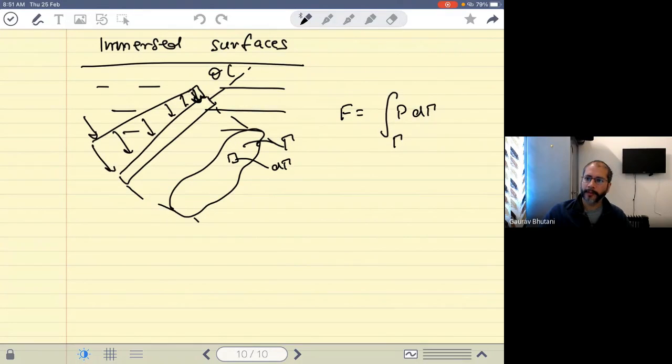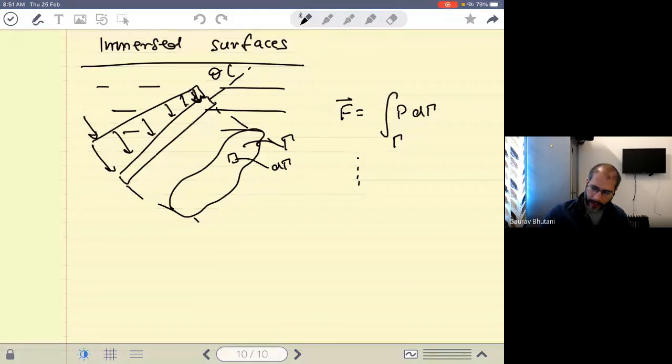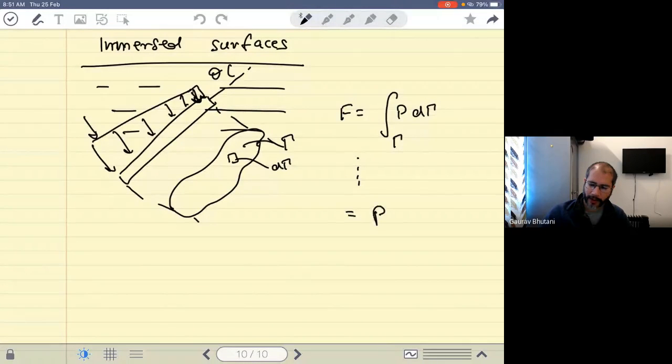If you use certain ideas of geometry, you can easily show this. I will not do it. If you want to see the details, I will share some material on Moodle. It's also given in the book. So if you do a certain step, what you will see is that the net force can simply be written as the pressure at the center of gravity times the total area.